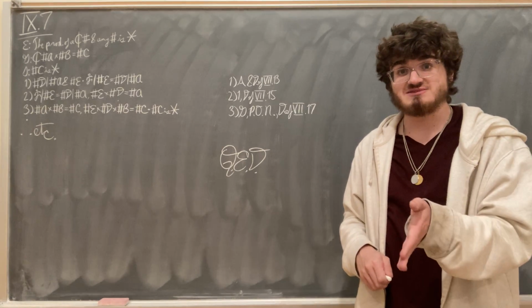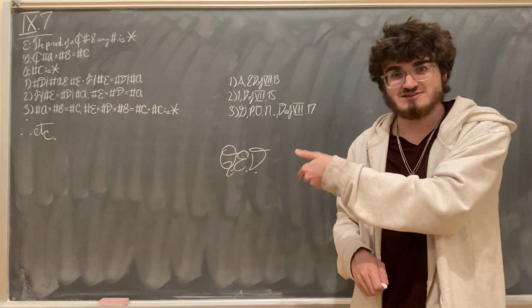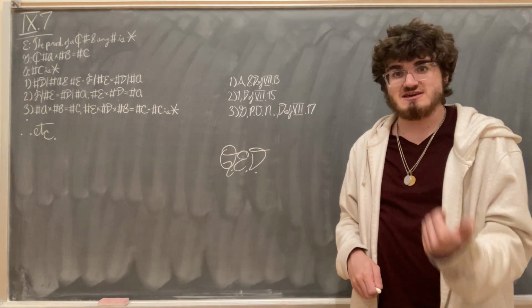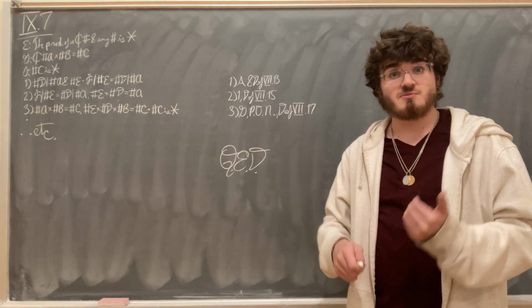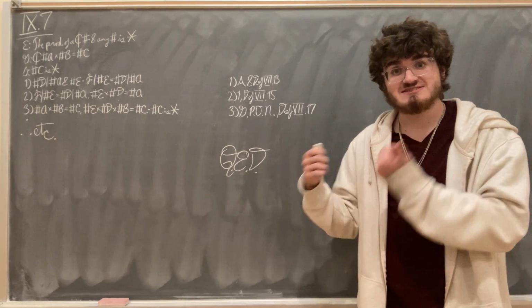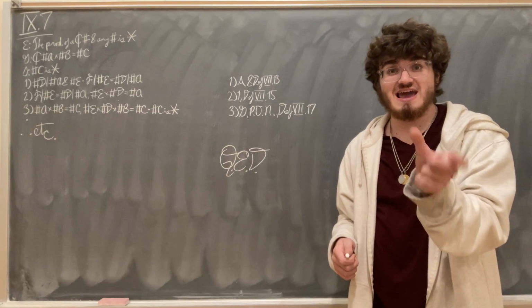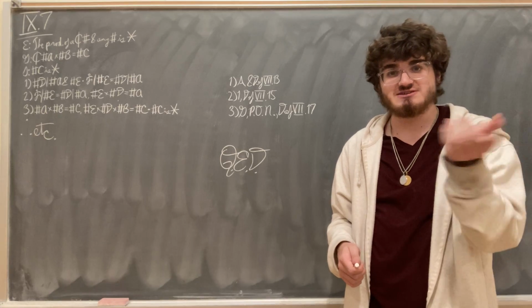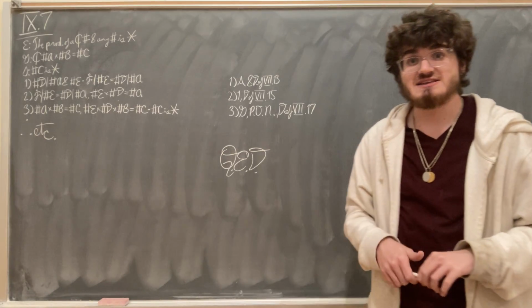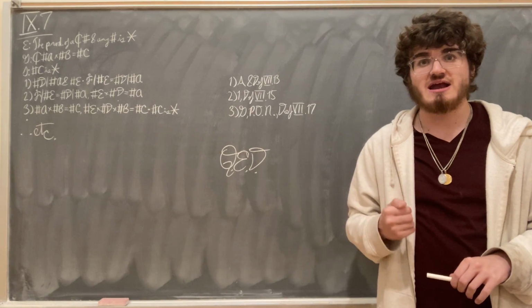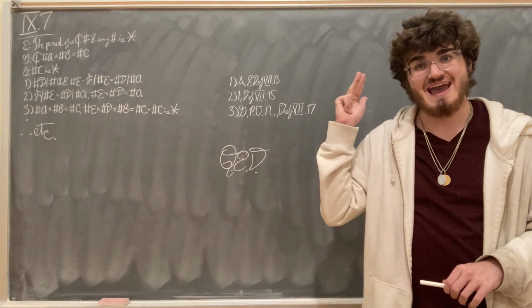So E times D equals A. A is the product of E and D. But we also know that the product of A and B is C. So we can actually replace A there with E times D by a property of numbers and say that C is also the product of E, D, and B.